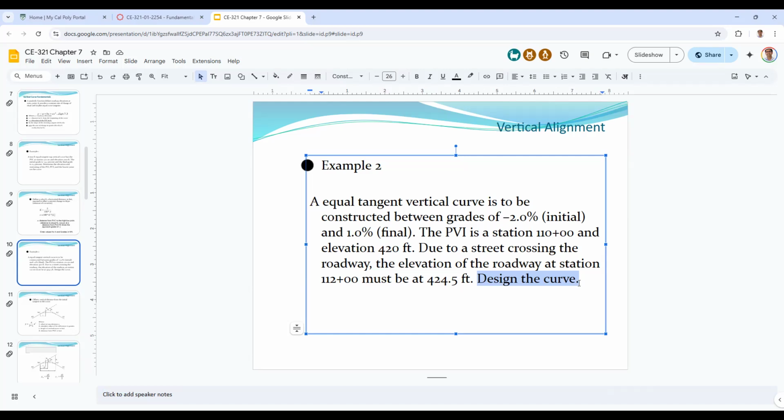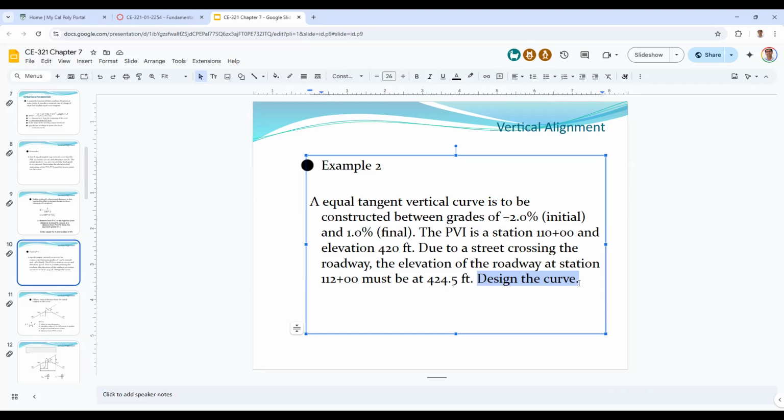So let's think. There's an equal tangent vertical curve between an initial grade of -2% and +1%. So you've got a -2% grade, and then a +1% grade. This is the PVI point, the intersection where the two tangents must have met.